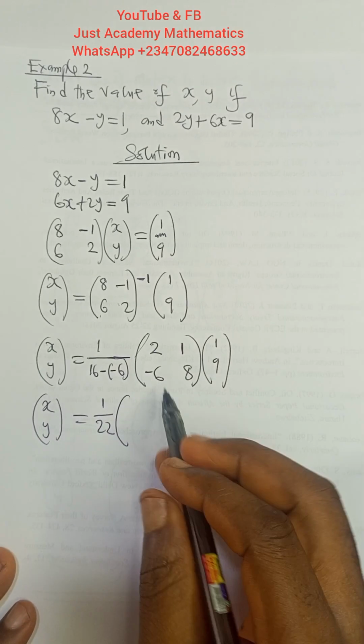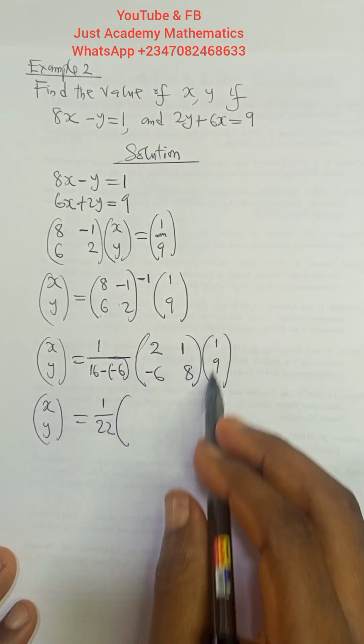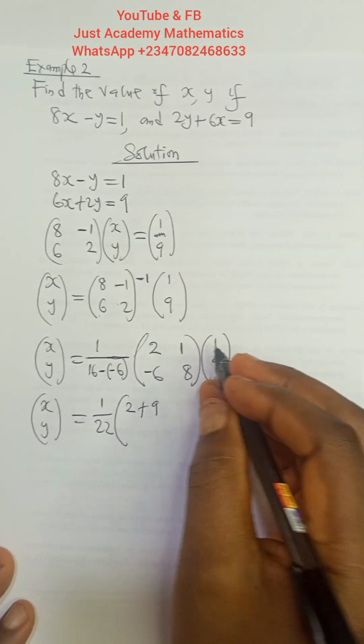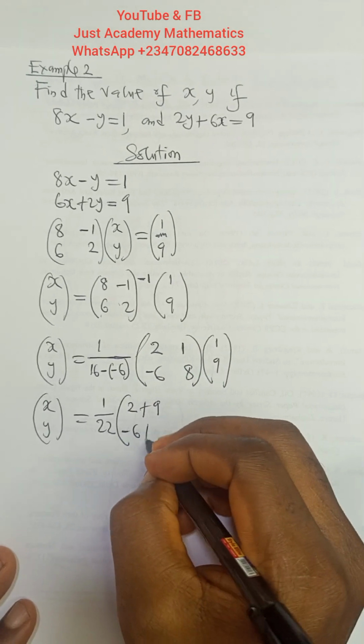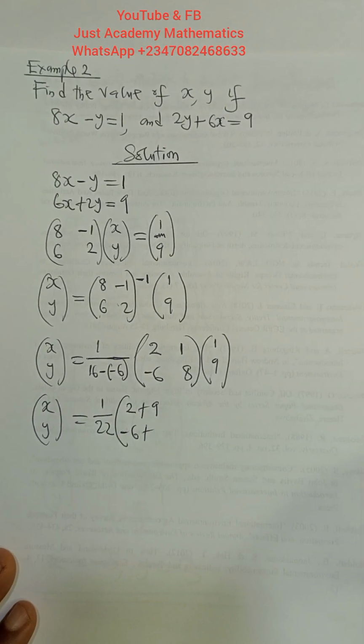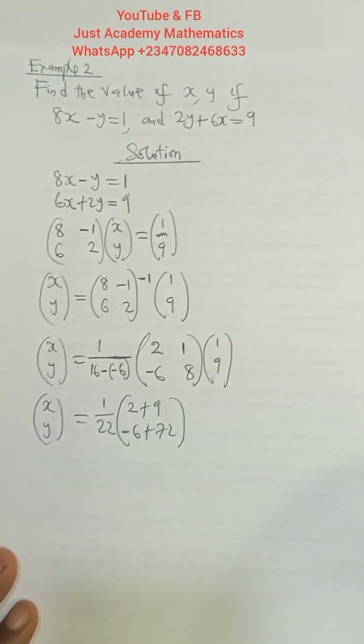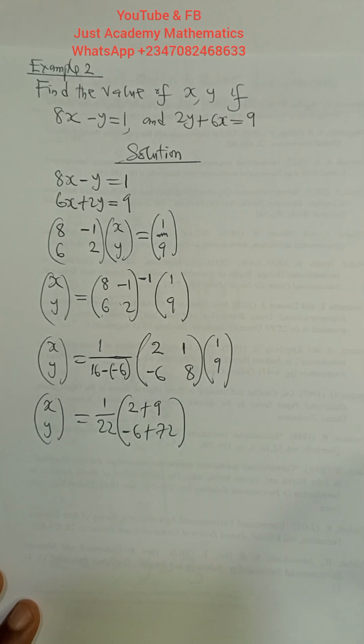22 bracket 2 times 1, row times column. 2 times 1 is 2, plus 1 times 9 is 9, minus 6 times 1, minus 6, plus 8 times 9 will give me what? 8 times 9 is 72. Are you following now? So what do we do next?